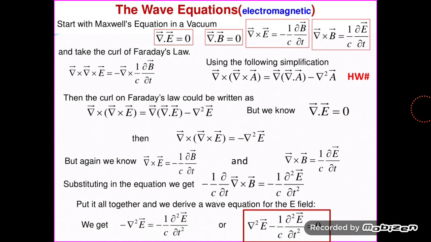Put it all together and we derive a wave equation for the electric field, which is minus del square E is equal to minus 1 by C square del square over del T square of E. By transposing the equation, we have del square E minus 1 by C square del square by del T square of E is equal to 0.